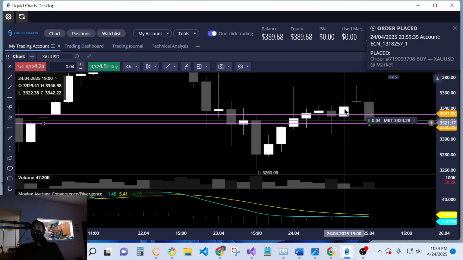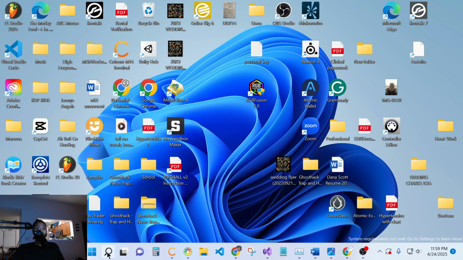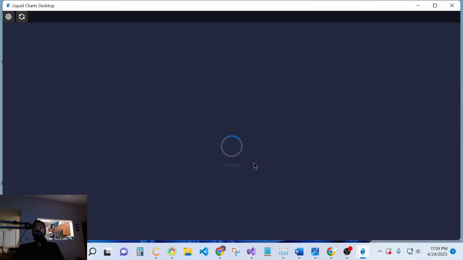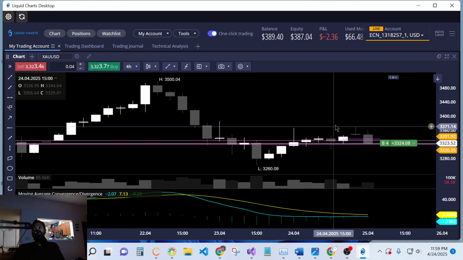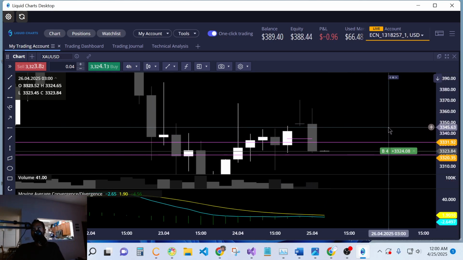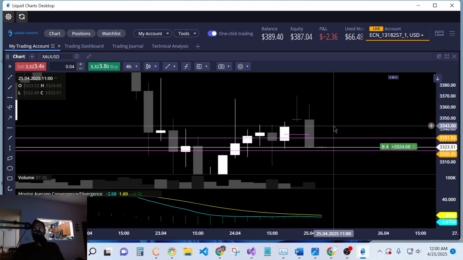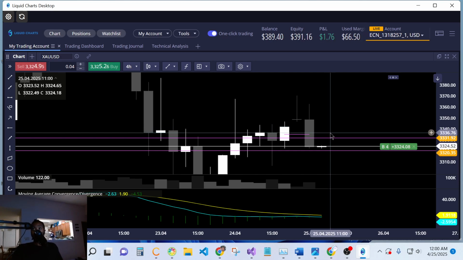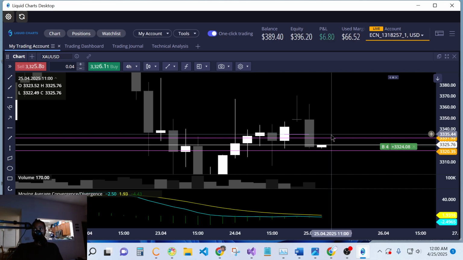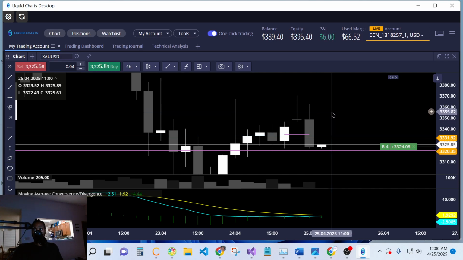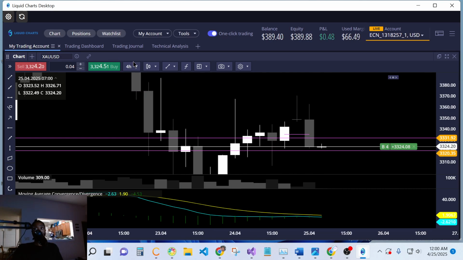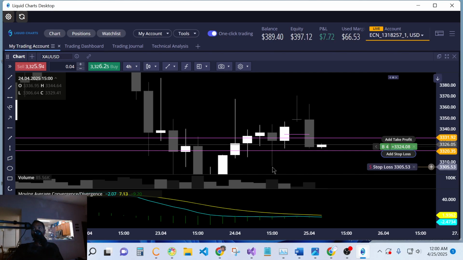I don't know why, but when I place orders, it freezes, and I have to go back in and restart. That's not good for me, as far as having to get back in and restart. Looking good so far. Stop loss is going to be below this candle.